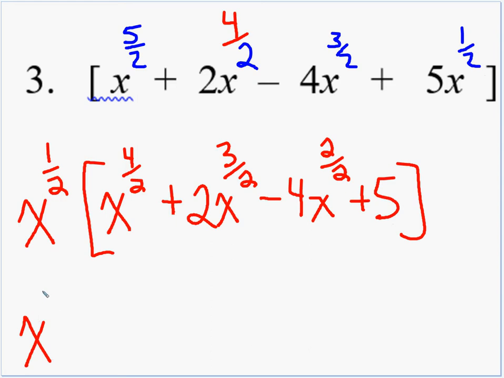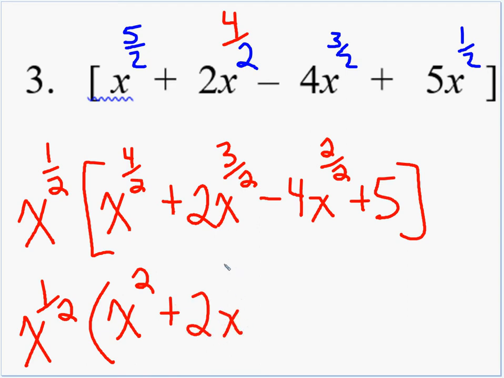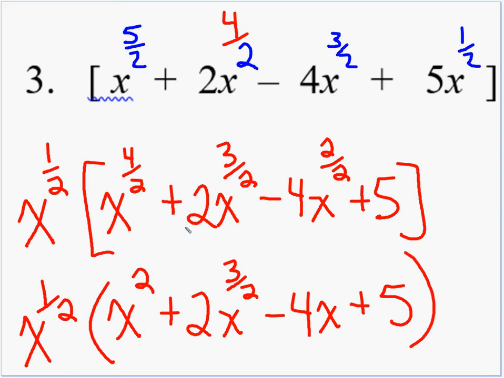So just one more line here to rewrite it, make it look pretty. X to the half times, x to the 4 divided by 2, well, that's just x squared, plus 2x to the 3 halves, minus 4x to the 2 halves. We can just rewrite that as 1, leave it as an implied exponent, plus 5. So there we go. Now again, all fractional exponents, but they were all positive.